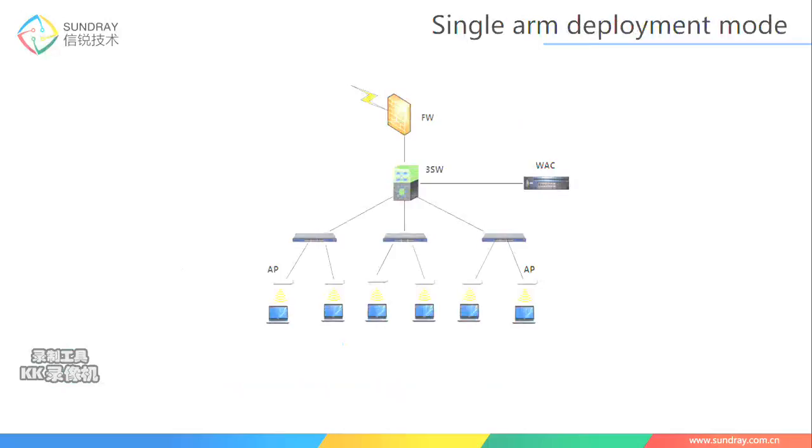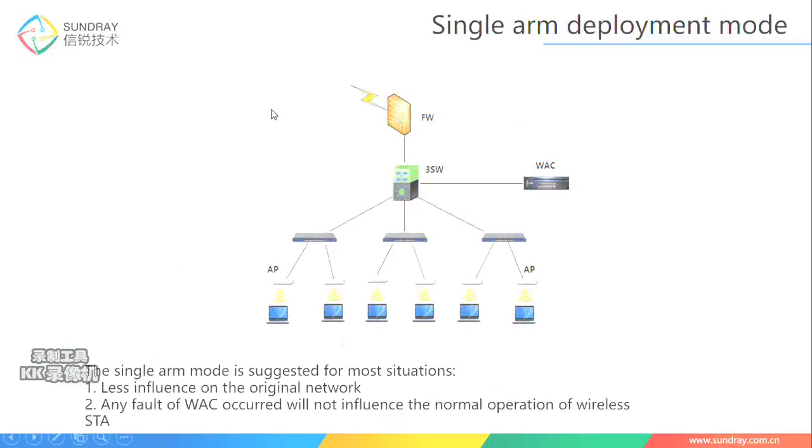The controller is just single-armed to the layer 3 switch or layer 2 switch in the customer's network, and there is no effect to the customer's network. So this one is suggested for deploying Sangfor's controller, because it will not affect the current network topology or make any changes. And if there is any fault of the controller, there will not be any influence to the current network. So this is a suggested network deployment.